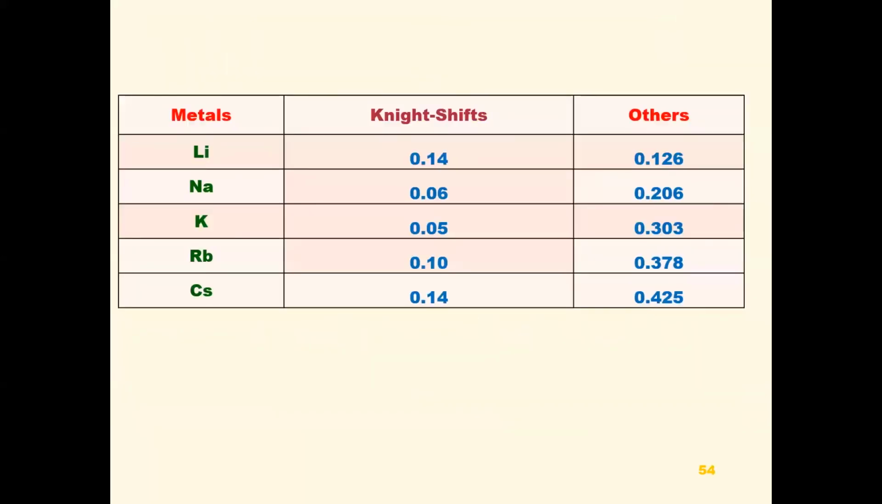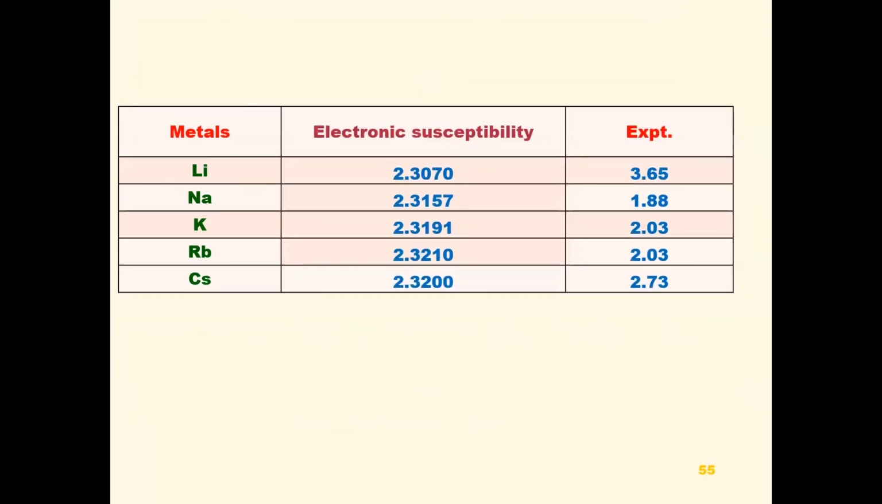Here you can see some of the results related to the magnetic properties of the liquid alkali metals. Magnetic susceptibility results are also seen here in the slides for the liquid metals. Again, you can see that the theoretically generated results and the experimental results are found to be comparable.